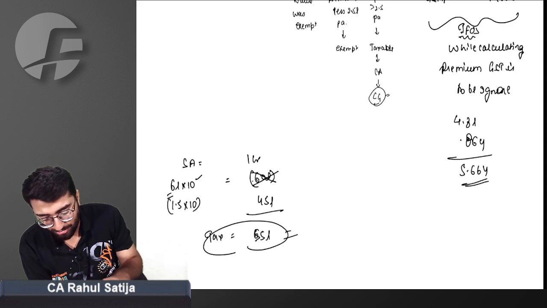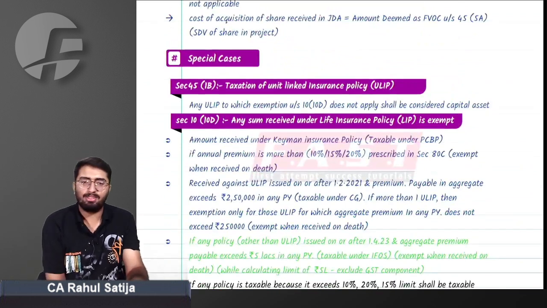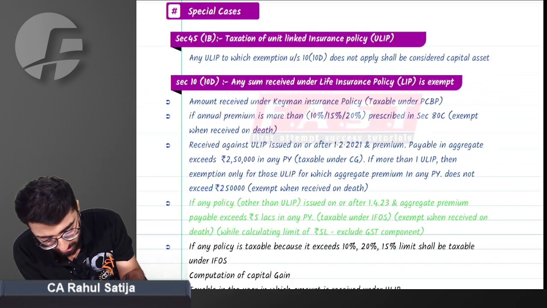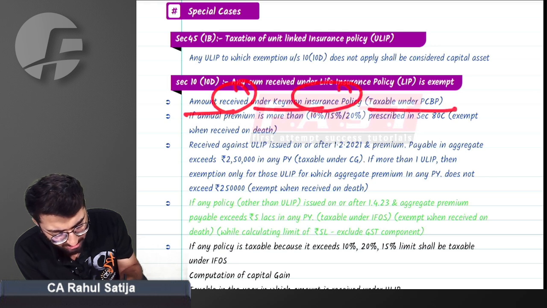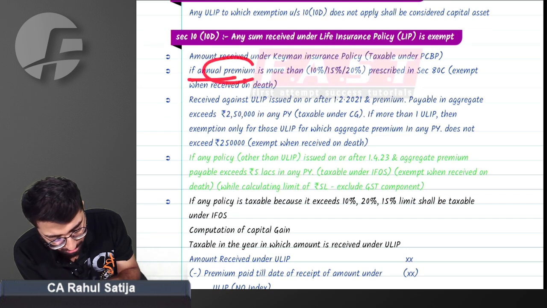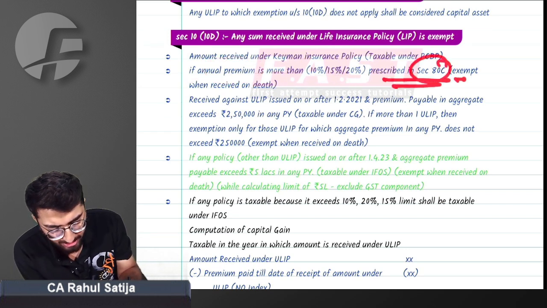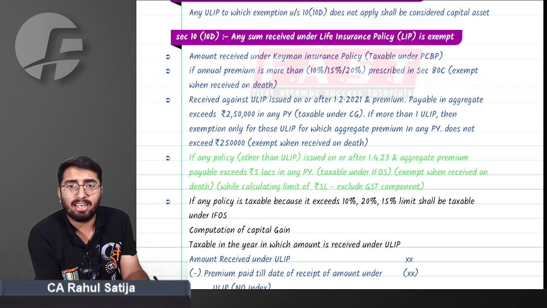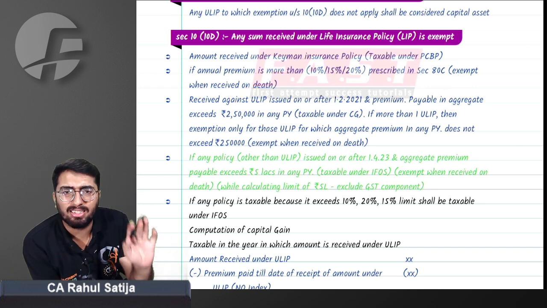Now, I just want all of you to have a look at what the content says, because the concept is over. You just have to look at content. Any amount received under Keyman insurance policy is taxable under the head PGBP. If annual premium is more than the prescribed 10%, 15%, 20% limit under section 80C, then it is taxable. Exempt if it is received on death. If it is received on death, it is exempt.